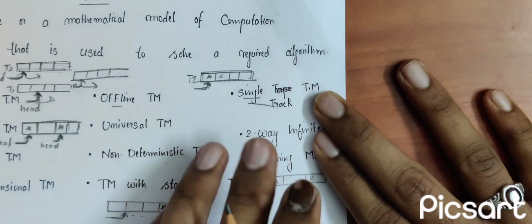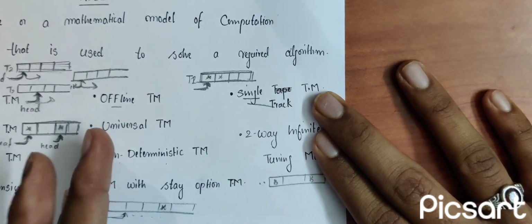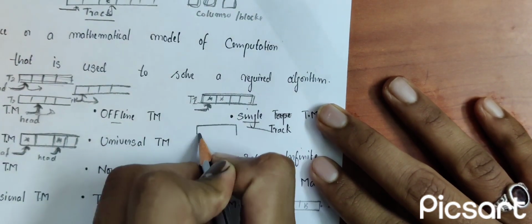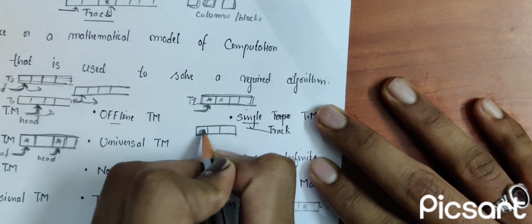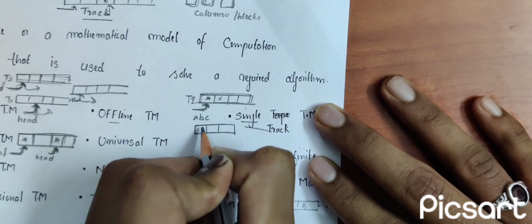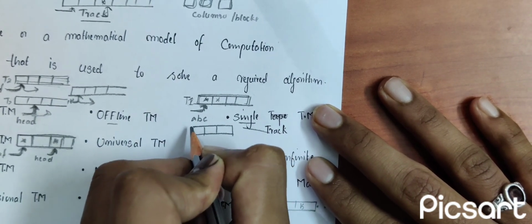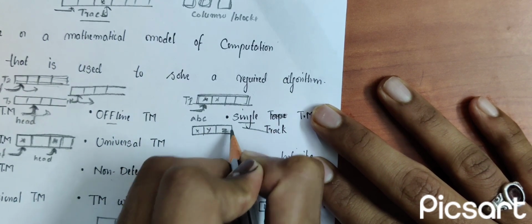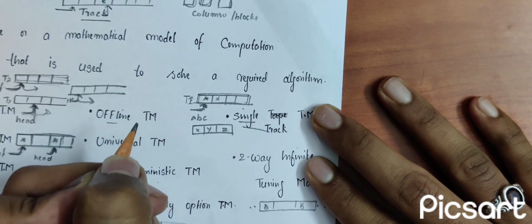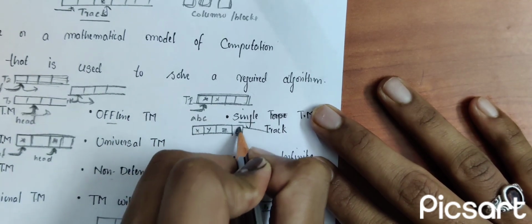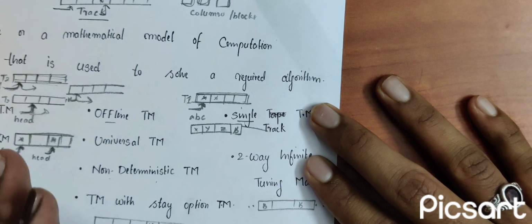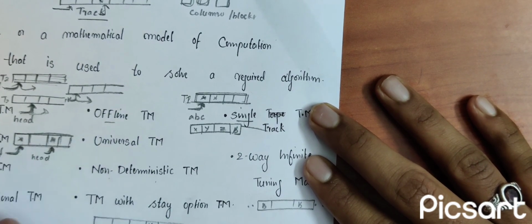Here the string elements are replaced by alternatives. If I write a single track Turing machine for ABC acceptance, I'll be replacing the first A as X, the first B as Y, and the first C as Z, and the last element is going to be blank. Every Turing machine has blank spaces. Initially all the columns in a Turing machine are empty, that is, they are blank spaces.